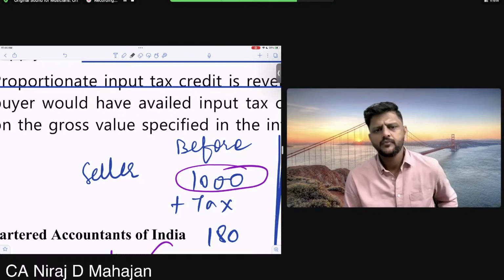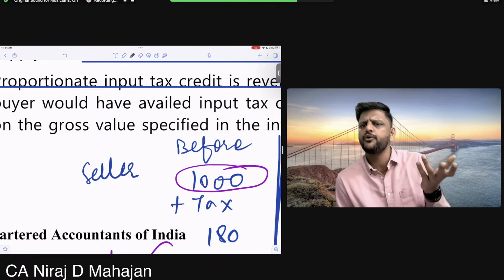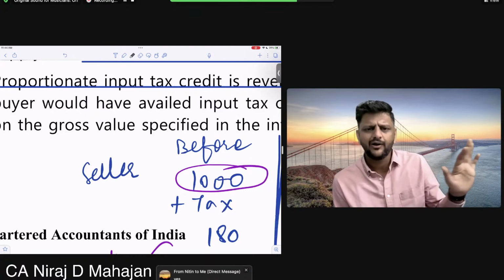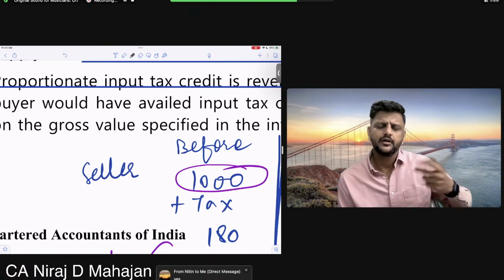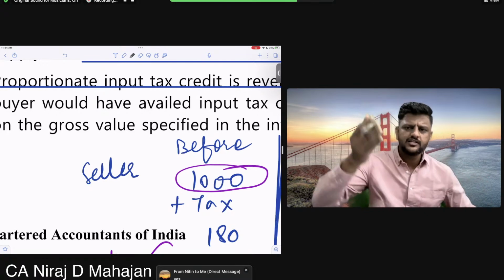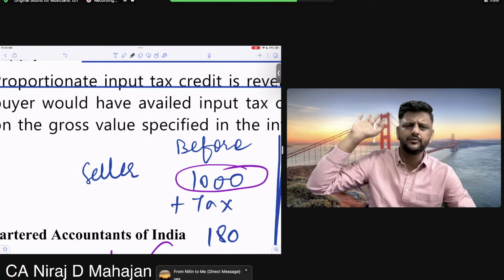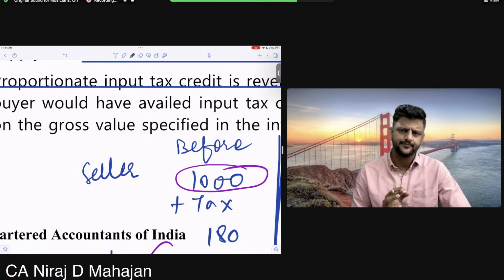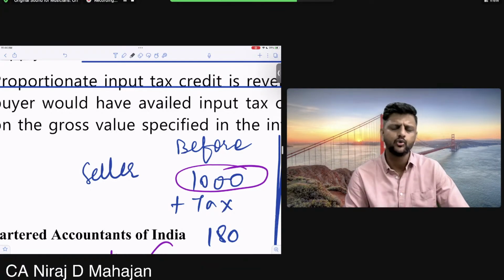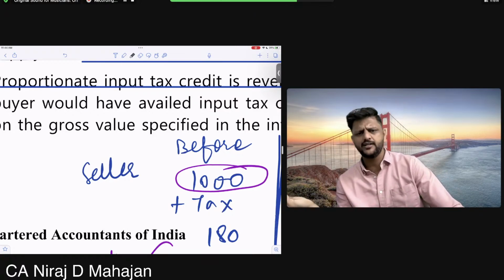Okay, everybody. So this is the final, let us say, from the seller's point of view. And the buyer also immediately claimed ITC at that time. The seller has filled GSTR-1, e-invoice, whatever. He has shown supply of 1000 and tax of 180. The seller has shown that in the outward returns. The buyer also immediately claimed ITC of 180 rupees.